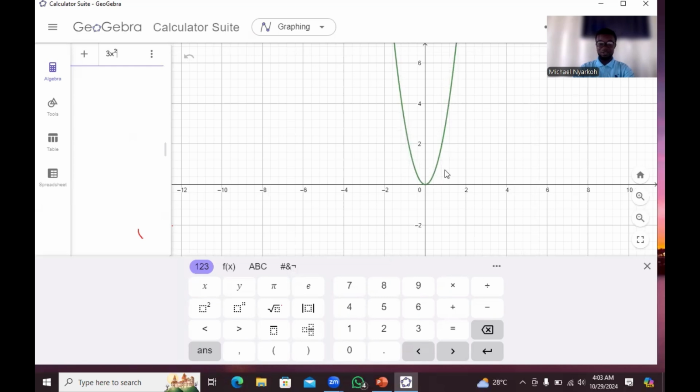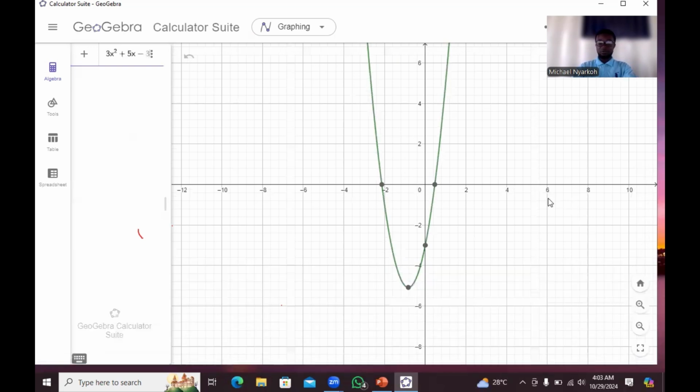This is what we looked at earlier on. Let's add the rest, and then we have plus, let's say, 5x minus, let's say, 3. So if we have a function that is quadratic and a is positive, which is 3 over here, then we are supposed to have the shape like this.